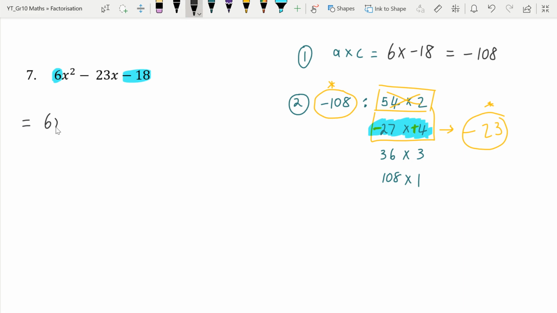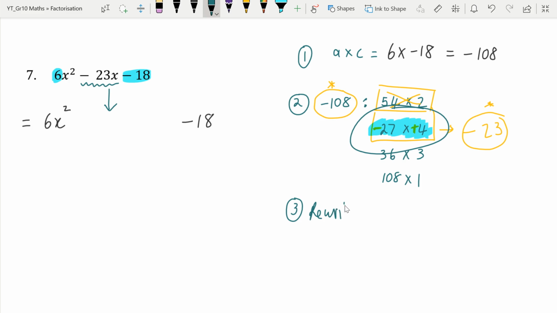So now we keep that like that for now. We are going to rewrite that using the factors that we just found that work in step 2. So there we are going to rewrite our b, our second term, using the factors that we found over there. If we do that, we're going to get negative 27x, and we add 4x. We're not changing the sum, we're just rewriting it. Now let's put them into those groups.